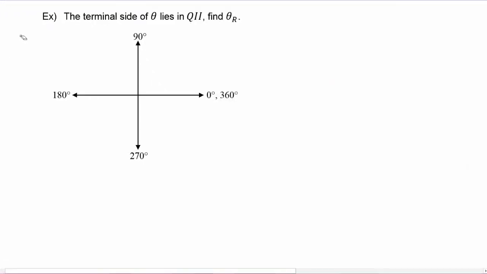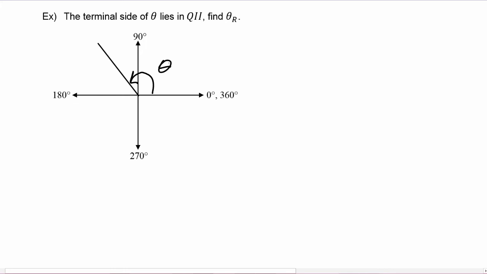In this next example, we're told that the terminal side of theta lies in quadrant 2, and we have to find theta r, the reference angle. So we start off by drawing an angle in quadrant 2, and we know that this will be theta.